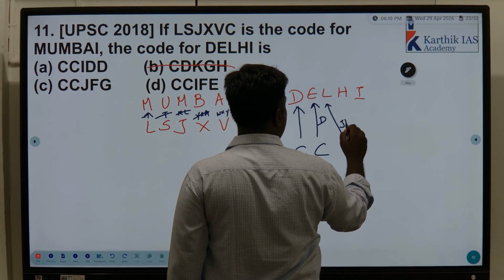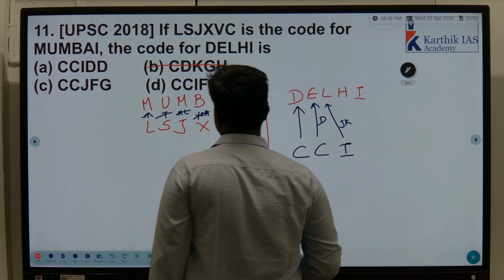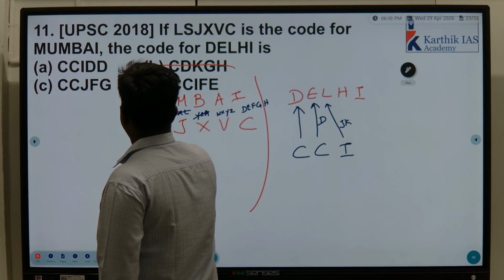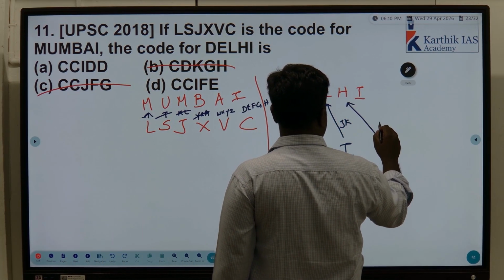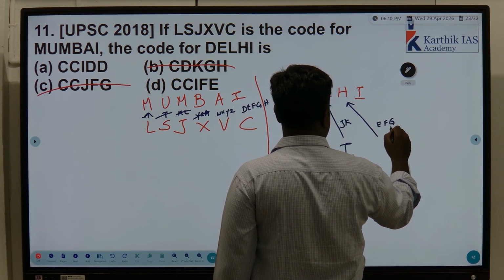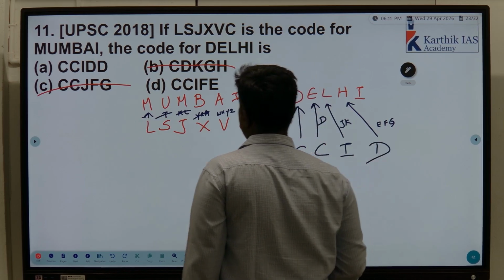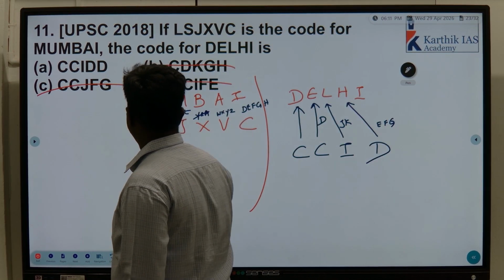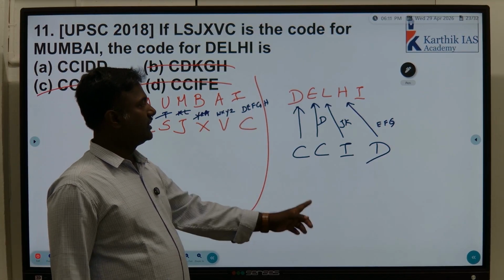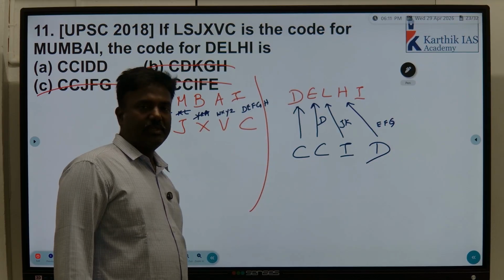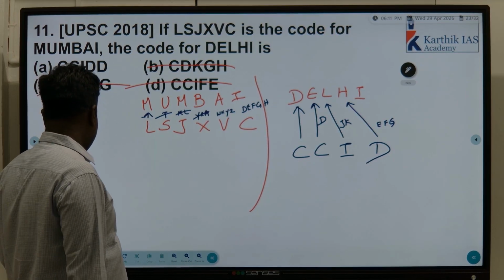H I J K L, J K I J K, C C I. This is missing. And then E F G H, so it should come D. C C I D. That's all. It should sort like this. From this, the next letter, one letter missing, two letters missing, three letters missing in between. That's a gap we need to identify.